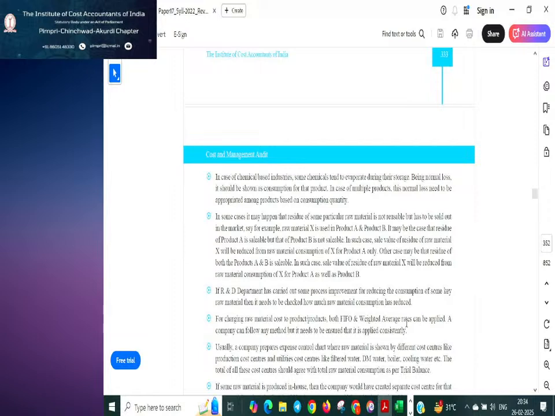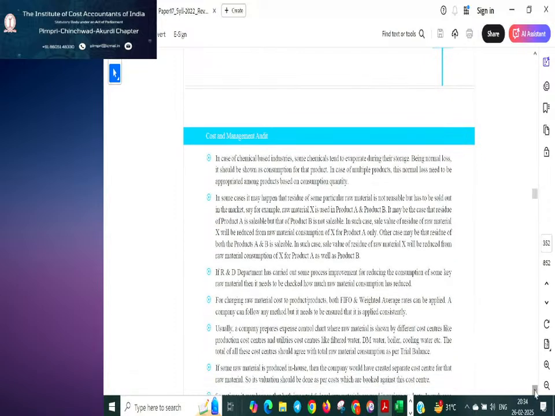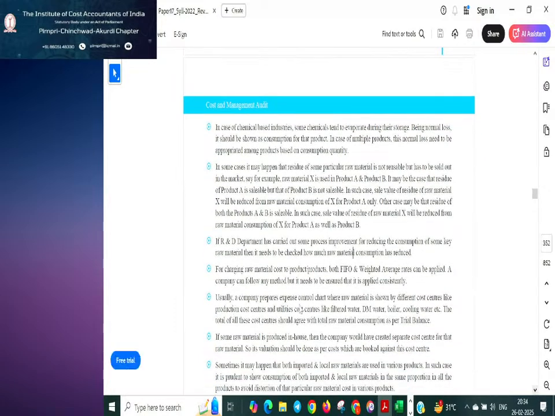It's much easier. You add all the bills together, divided by the quantity, that is the average cost. Yes, so that is what they have given. And then usually a company prepares an expense control chart where raw material is shown by different cost centers, like production cost centers, utility cost centers, like filtered water, DM water, which is nothing but RO water, demineralized water, boiler, cooling water, etc. The total of these cost centers should agree with the total raw material consumption as per the trial balance.